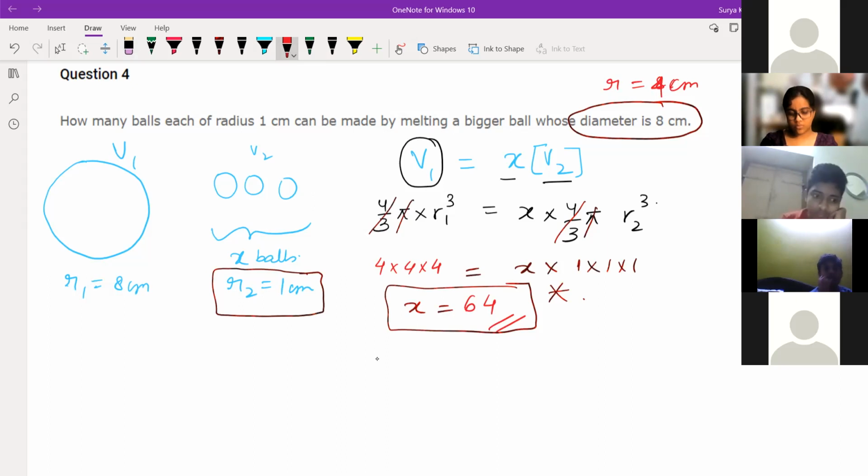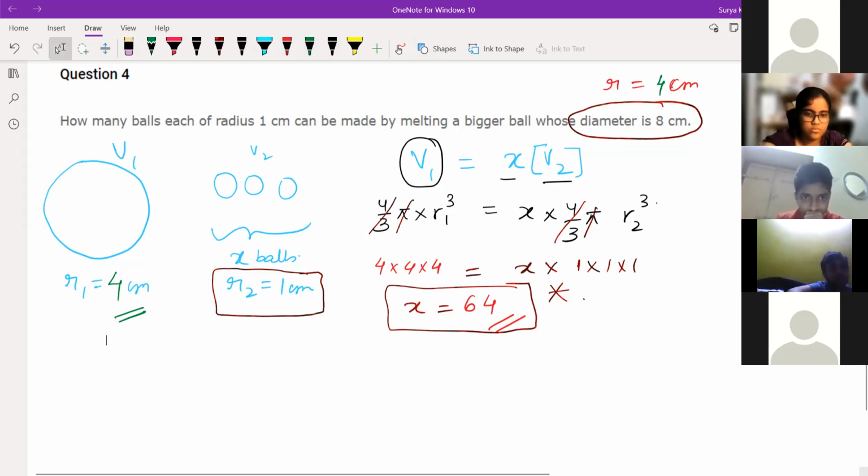Because we are taking diameter, so diameter we should not write, correct? So here, this is not radius. This is your diameter. 8 is diameter. So we have to write radius here, right? So radius is 4 centimeter. So answer is 64. Nice, Bhumika. Very good. Next question number, fifth one. Last question of the day. Fifth one we are doing now.